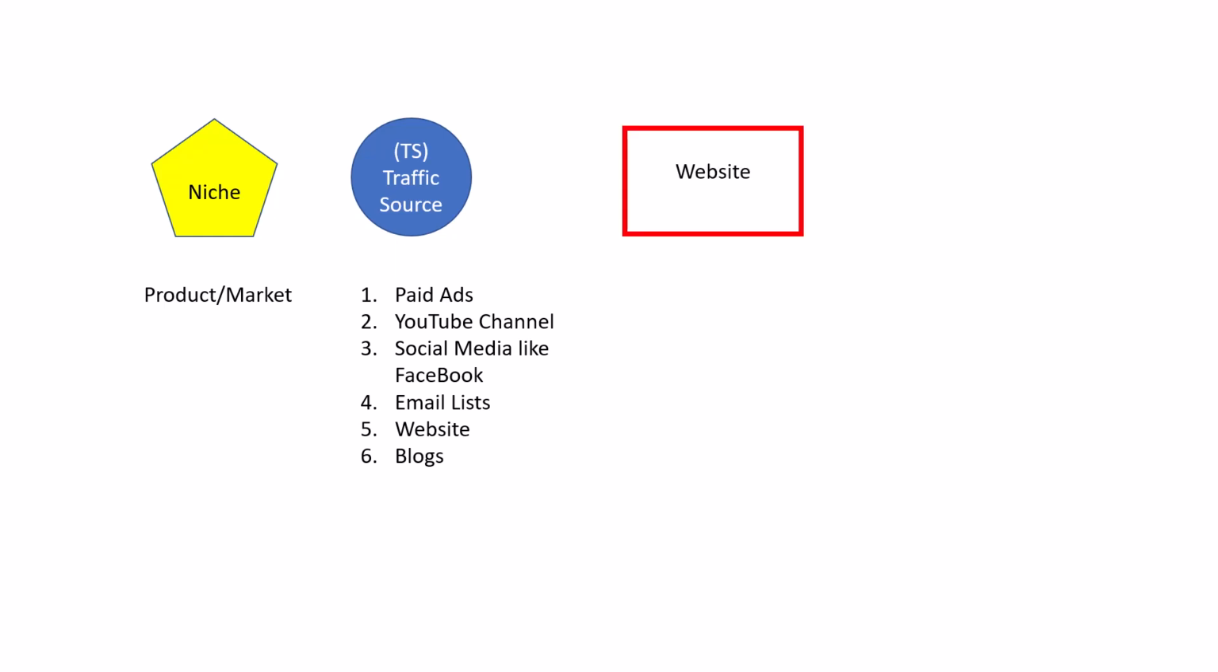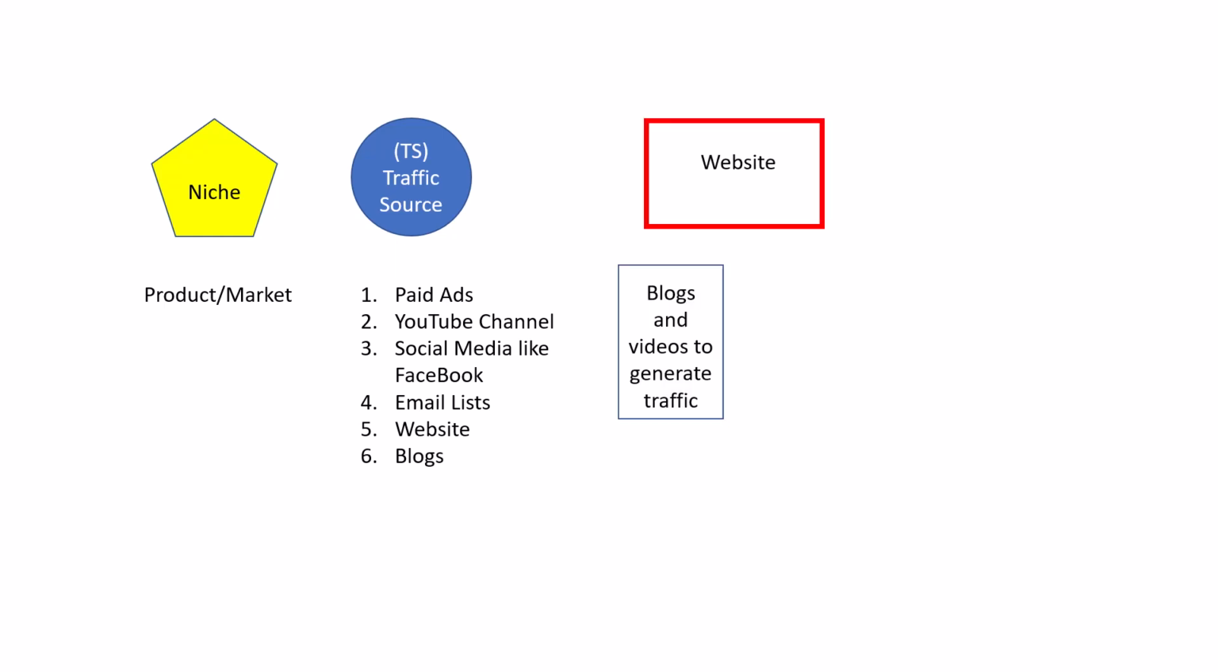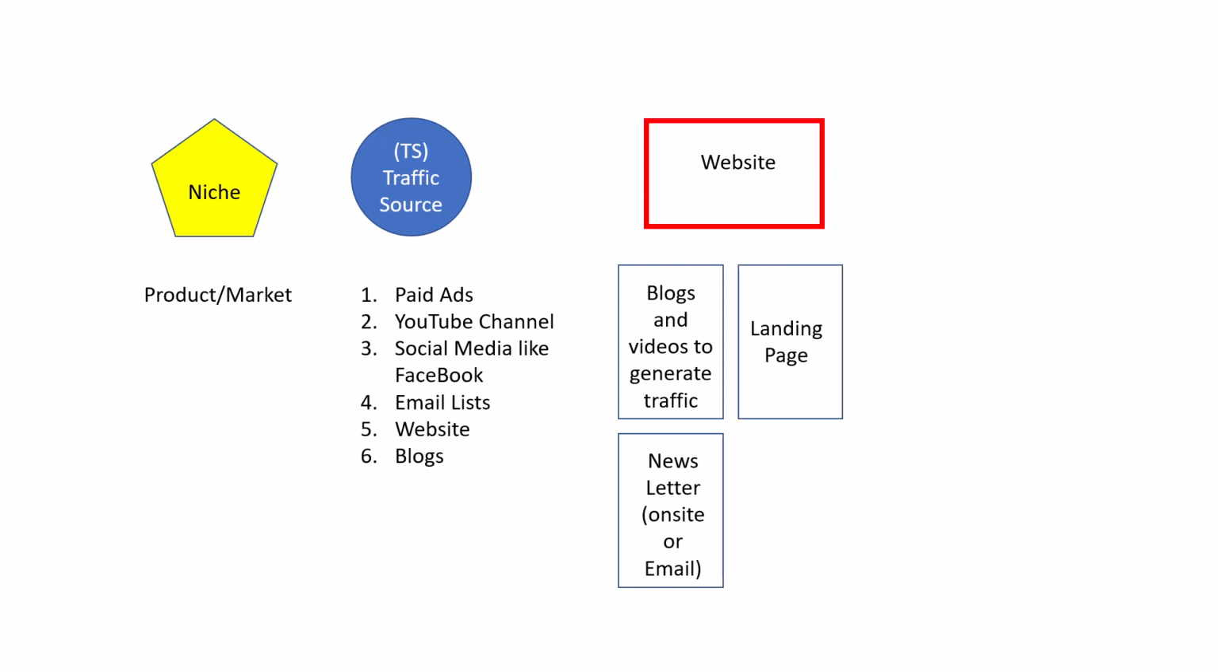Your website should contain the following: a blog and videos that generate traffic, newsletter, on-site or email, landing pages, free offers such as ebooks, newsletters, free trials. Usually the merchant has a 30-day free offer, and capture emails for email marketing.